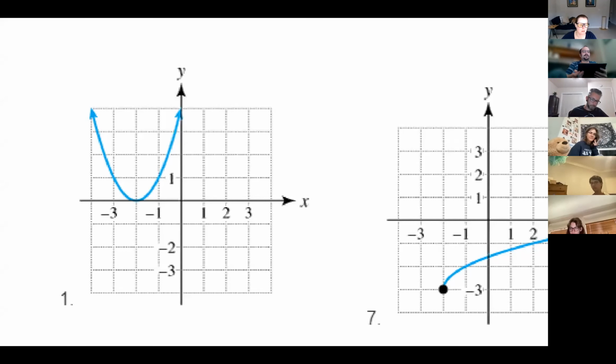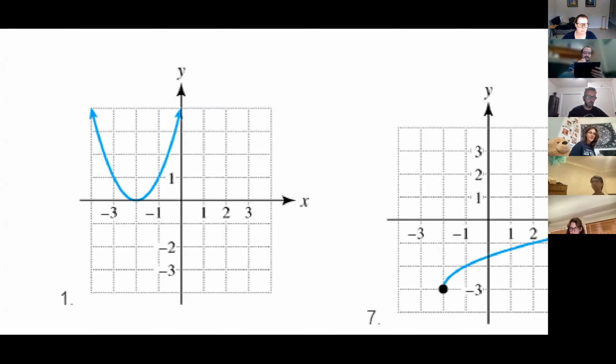I'm looking at this first graph. What's the parent function here? X squared. Yeah, it should be x squared.